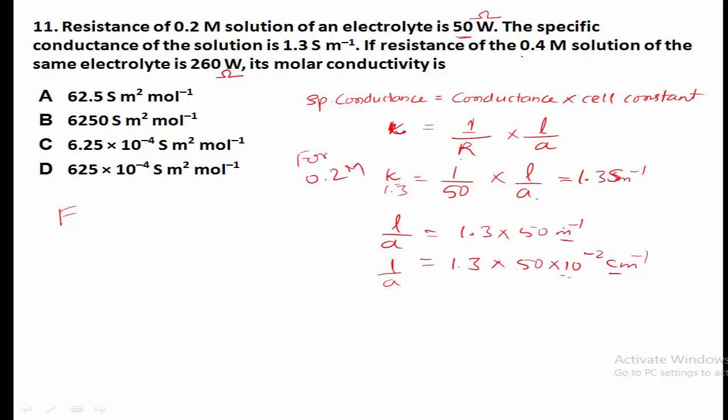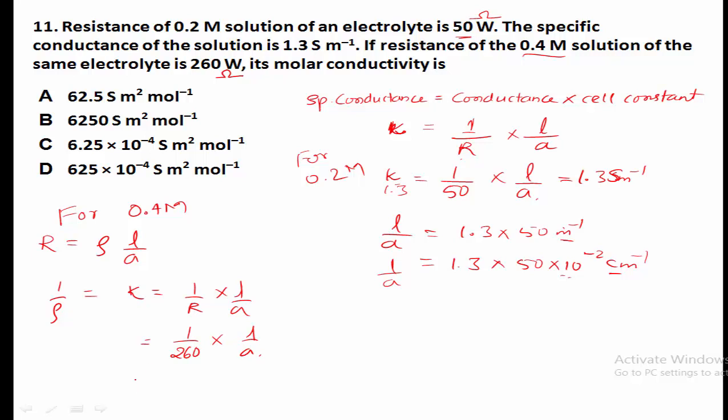Now another solution is given, that is 0.4 M. So for the 0.4 M solution, what would be the resistance? Resistance is equal to rho into L by A, resistivity into length divided by area, and 1 by rho is equal to kappa, that is equal to 1 by R into L by A. Again, the same expression we have used. Substitute the values: 1 divided by R is 260 into L divided by A. So 1 divided by 260 into L by A means 1.3 into 50 into 10 raised to minus 2 per centimeter. That value you have to substitute because you already know that.